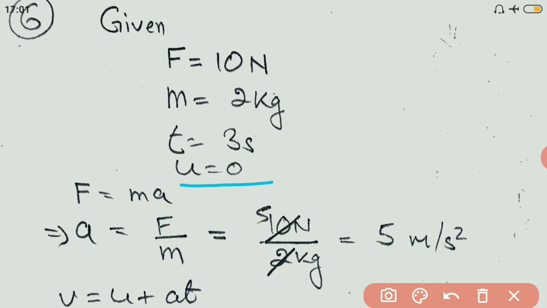Using the formula F equals m into a, I can find the acceleration, right, which is 5 meter per second square. So why do I need to find the acceleration? Because we are supposed to find the velocity, right? And to use the equation of motion, I need acceleration. I hope you understood till here, right? Then we can go to the next line of the solution.